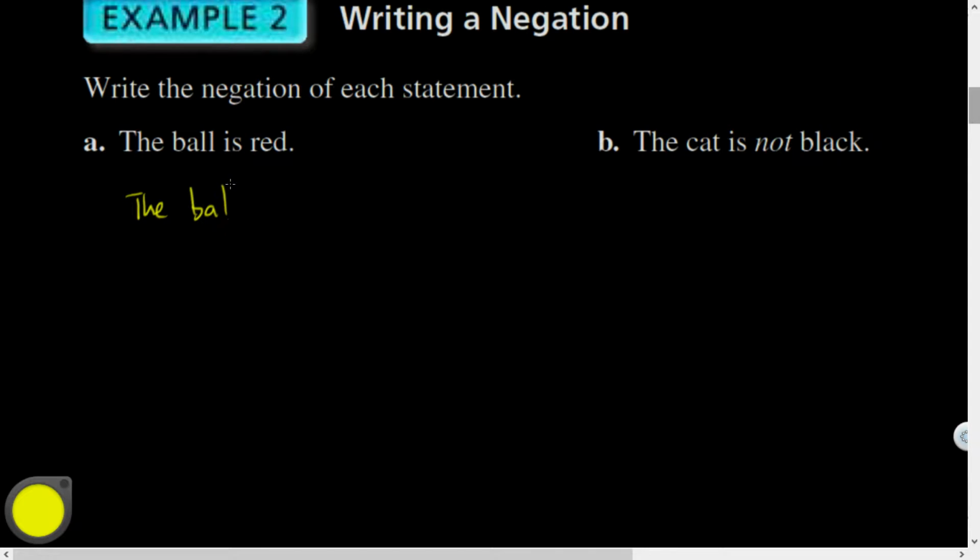The ball is not red. All right. Excellent. Guys, I think we're going to pass this course.